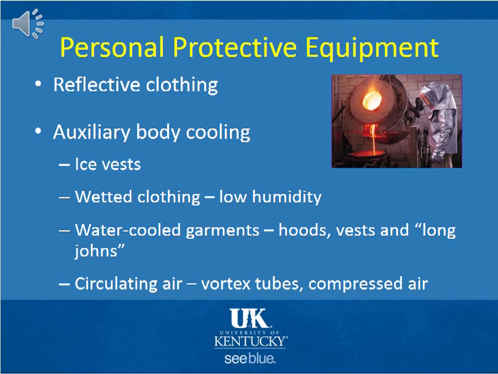The following personal protective equipment can prevent and control heat-related illness: reflective clothing, auxiliary body cooling, such as ice vests, wetted clothing, water-cooled garments, and circulating air. Aprons, jackets, and suits that completely enclose the worker from neck to feet can stop the skin from absorbing radiant heat.